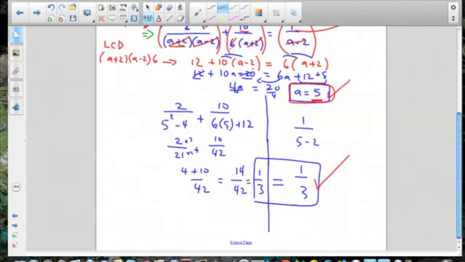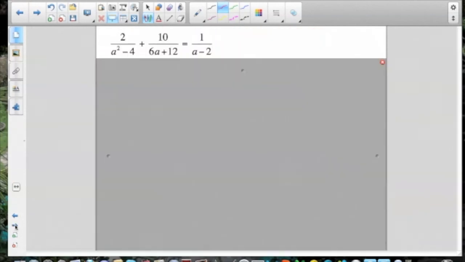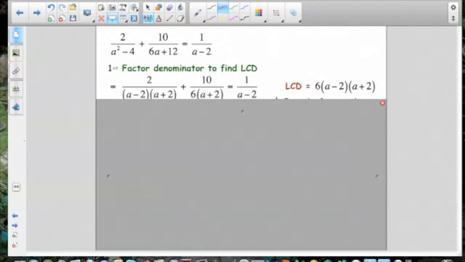So in your answer box on the test, there'll be an answer box. You say a equals 5. Okay? All right, so now we have one that is very much the same as the one we just did, so let's just go through it.